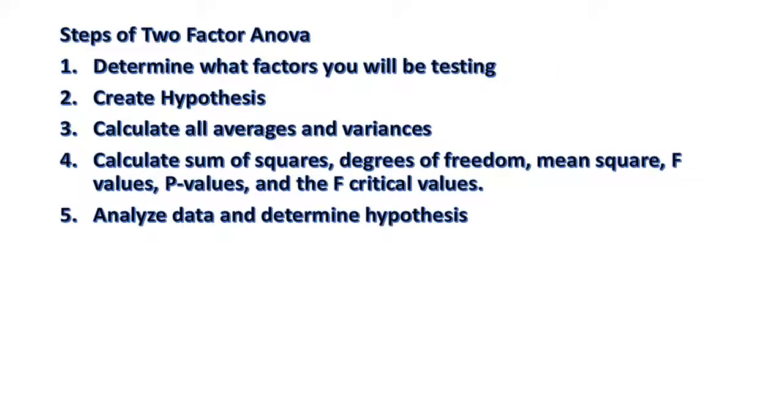Here are the steps to calculate two-factor ANOVA. 1. Determine what factors you will be testing. Make sure these factors are independent of each other. 2. Create a hypothesis. 3. Calculate all averages and variances. We want to do this for each cell combination and calculate total averages. 4. Calculate sum of squares, degrees of freedom, mean square, f-values, p-values, and f-critical values. And number 5. Analyze the data and determine your hypothesis. From there, we will either reject or fail to reject the null hypothesis.